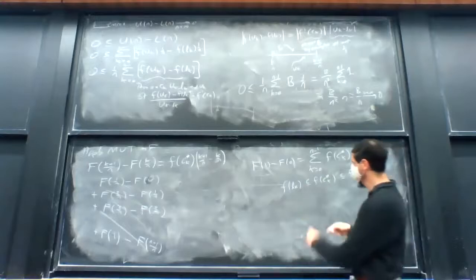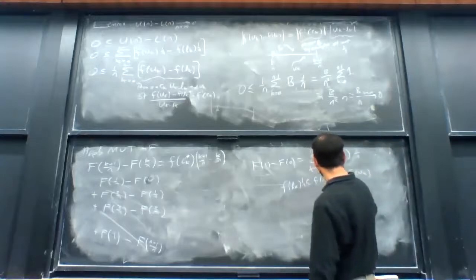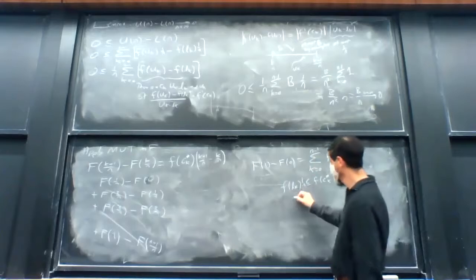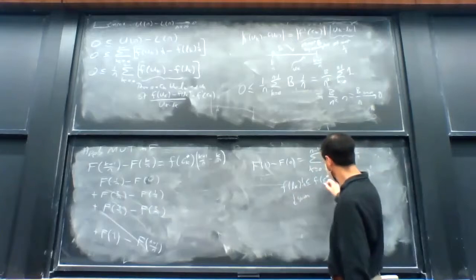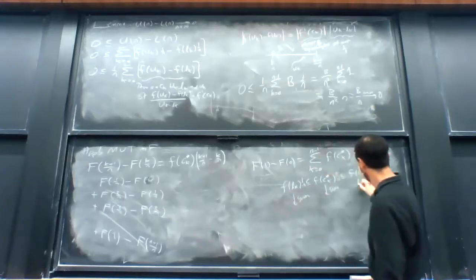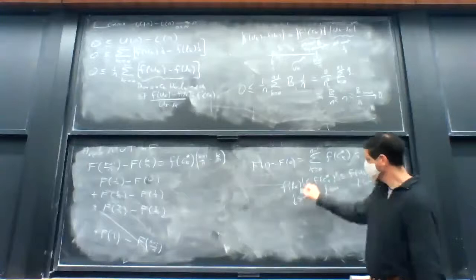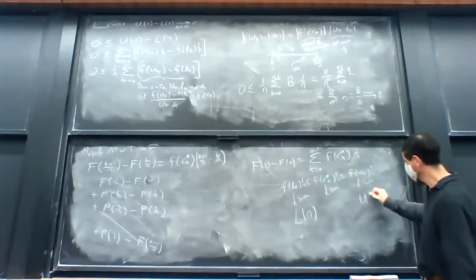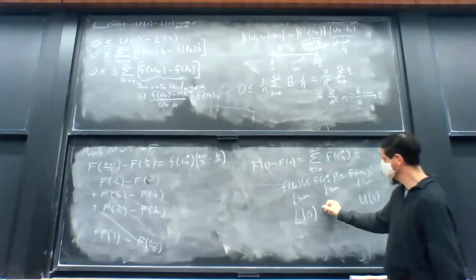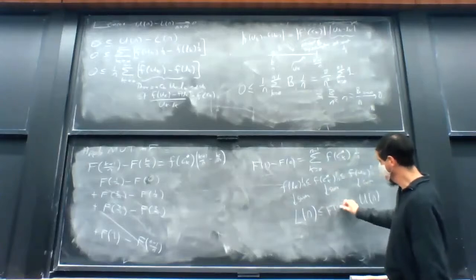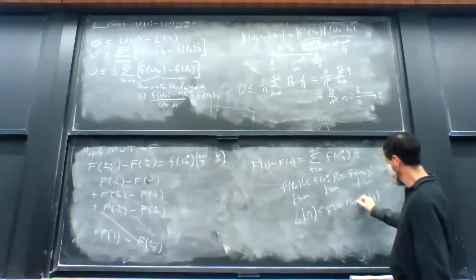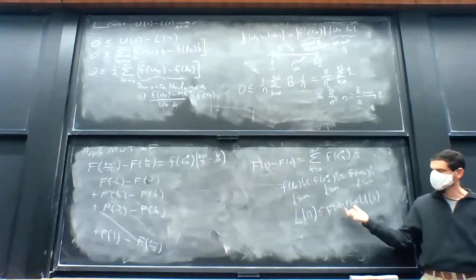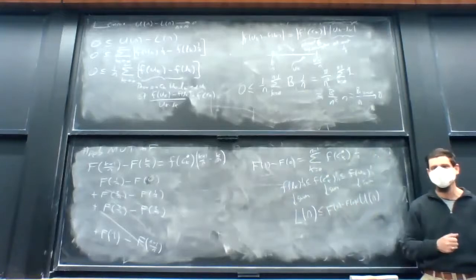If I multiply everything by 1 over n, and I sum, this just becomes the lower sum. This just becomes the upper sum, and this just becomes F of 1 minus F of 0. So F of 1 minus F of 0 is sandwiched between the lower sum and the upper sum.